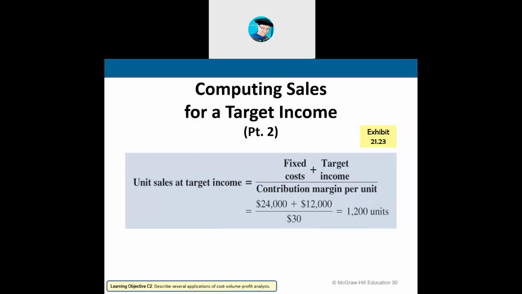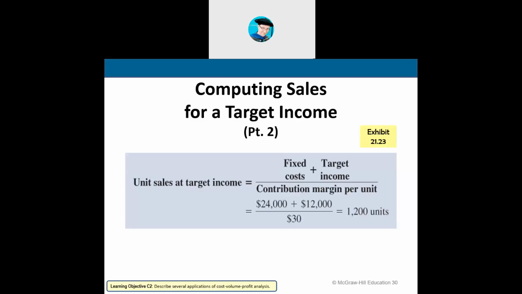So that's sales dollars. How many units do I need to sell in order to make that $12,000 a month net income? Fixed costs plus target income divided by contribution margin per unit tells me the number of units I need to sell in order to make $12,000 per month of net income.